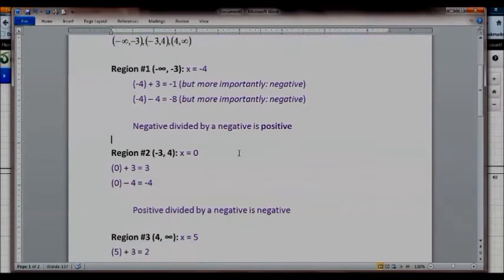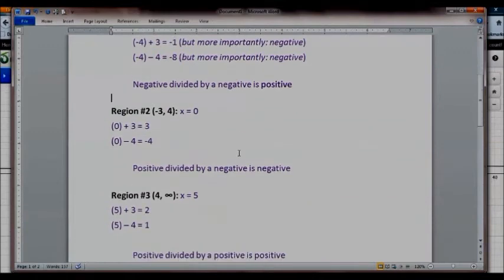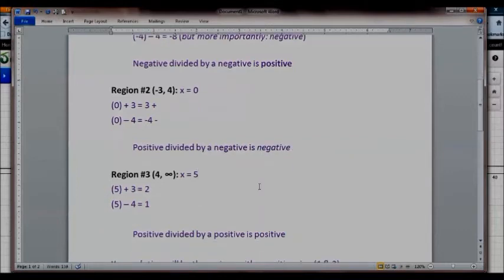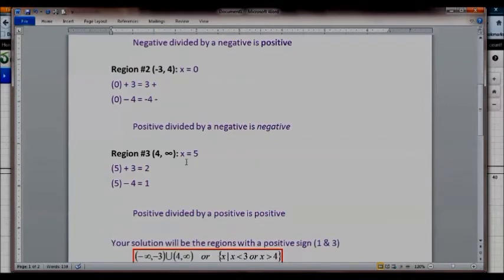We're going to continue on and do the same thing with the other two regions. In region 2, 0 is available, so when I plug that in, the top is positive, the bottom is negative, and a positive divided by a negative is negative. And in our last region, pick x equals 5, and we end up with a positive number divided by a positive number, which is also a positive number.